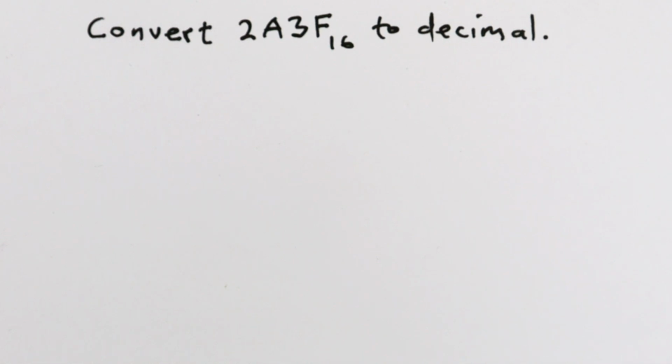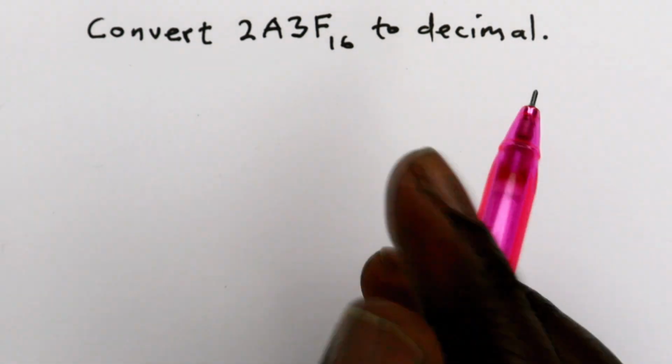Let us look at this nice question. Convert 2A3F base 16 to decimal. So this number is a hexadecimal number.